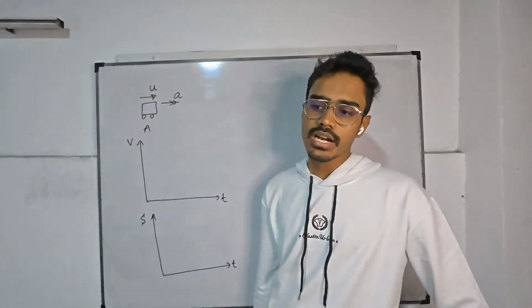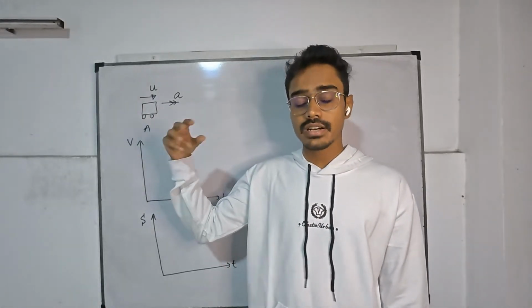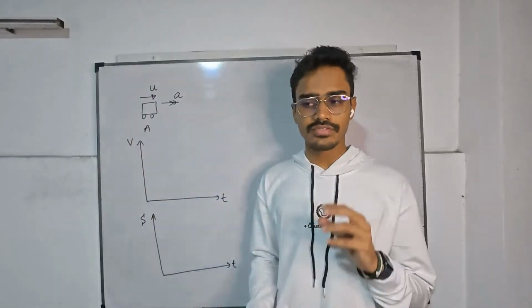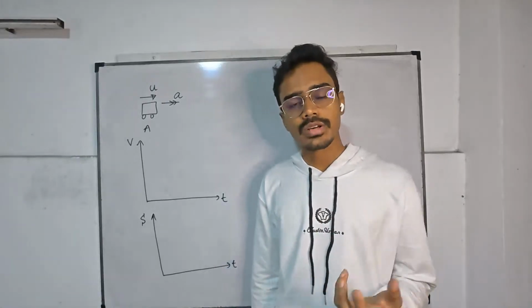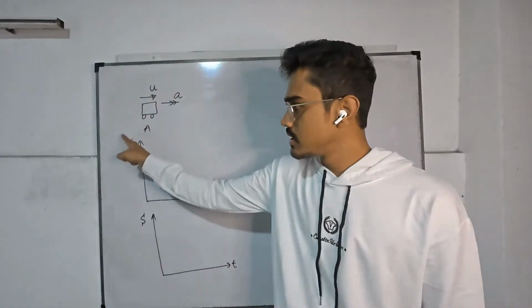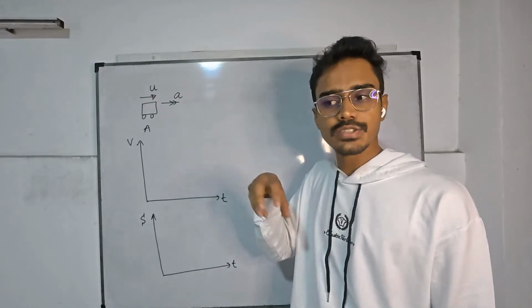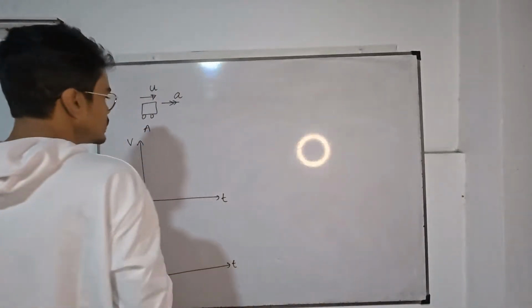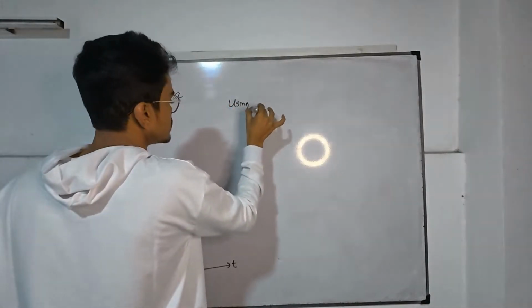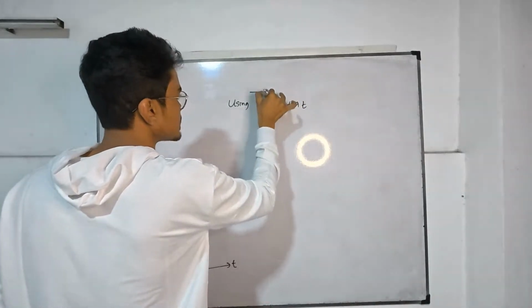We all know linear motion graphs, no? So considering this motion of the bus, I'm going to apply a suitable linear motion equation. U and A are given, and for the first graph, I'm interested in velocity and time. So collating all those things, I'm going to apply V equals U plus AT for this motion.